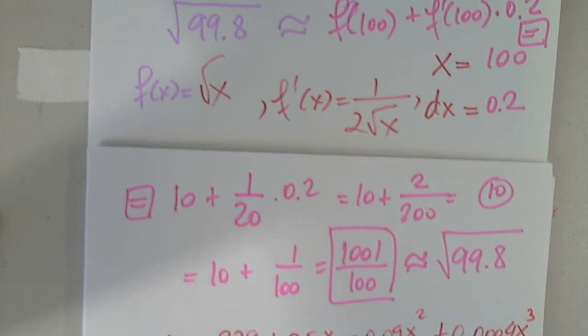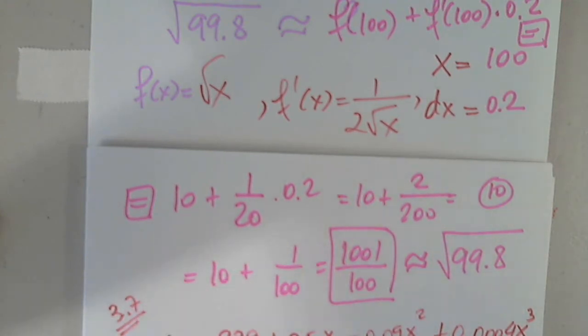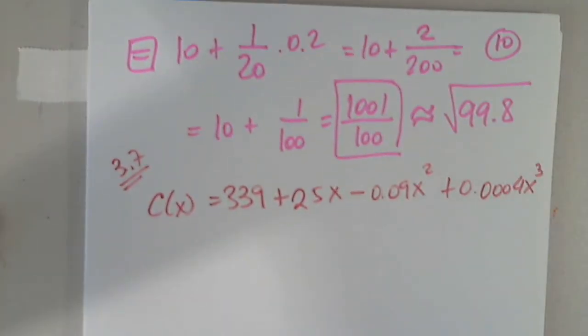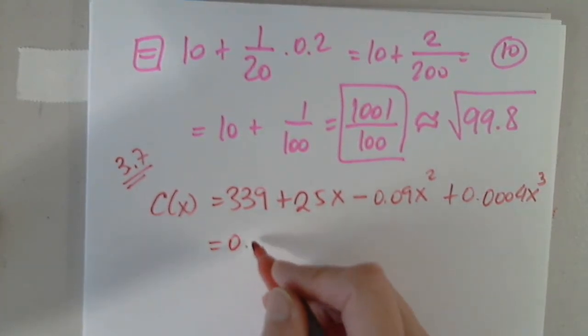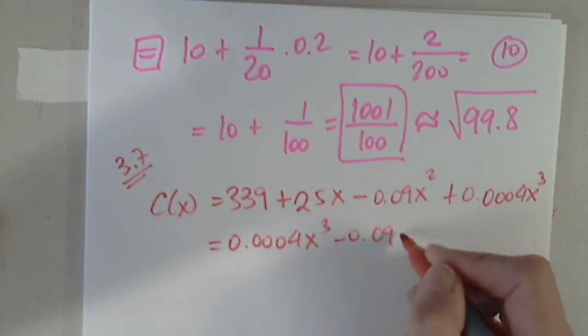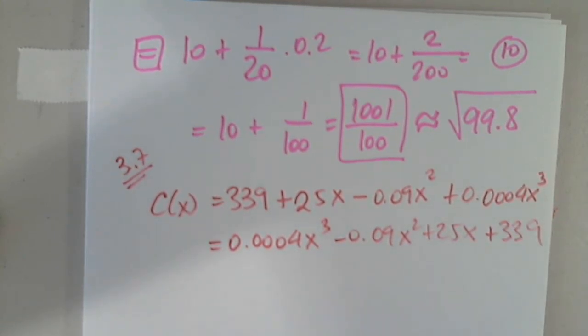X cubed. Yes? Is this back at 3.7 or are we still in 3.10? So this is a problem from 3.7 that we needed preparation from 3.10. I'm going to rearrange this in the correct order. Plus 25x plus 339. Does that say 0.0004x cubed? Yes. I checked twice. I'm going to check again. Yes. 3 zeros for x cubed.